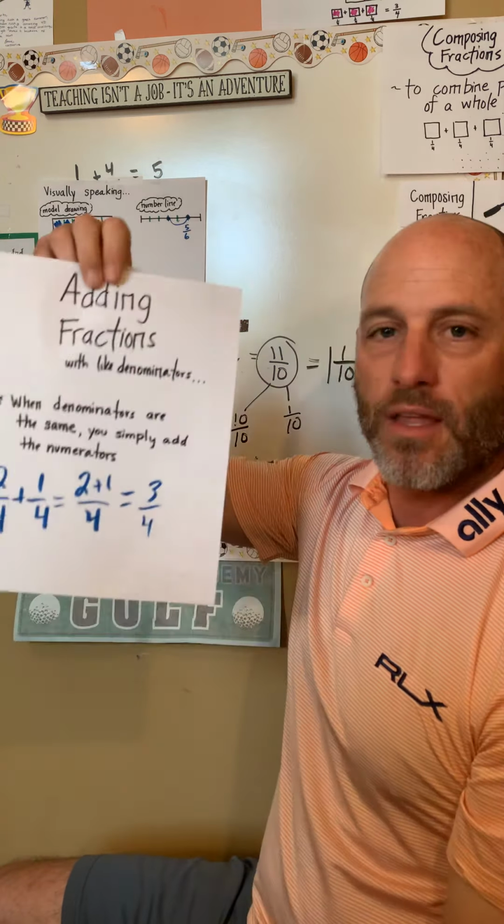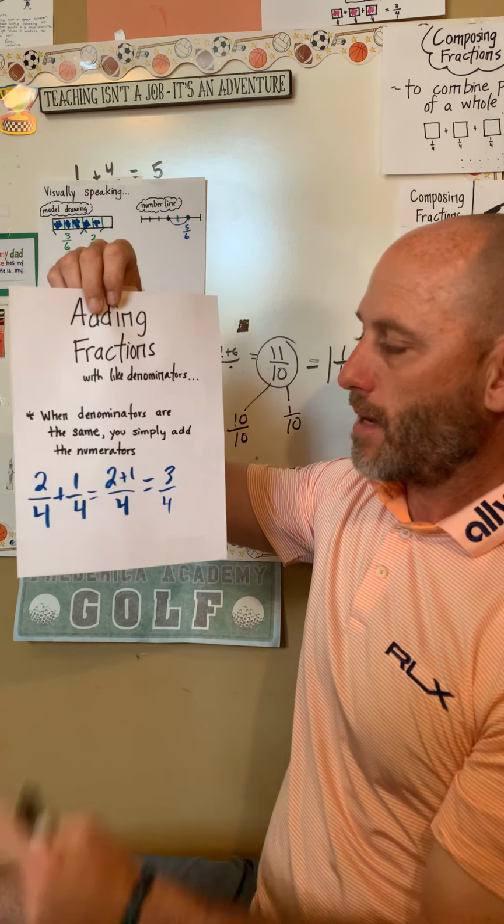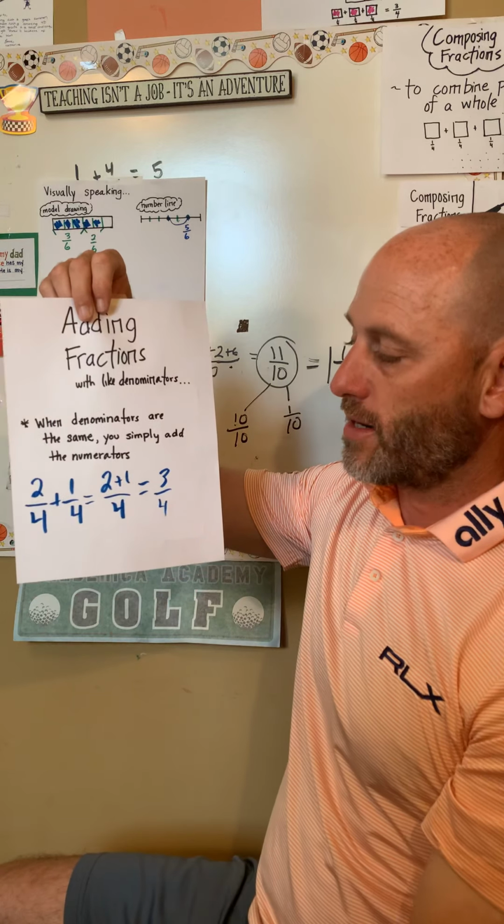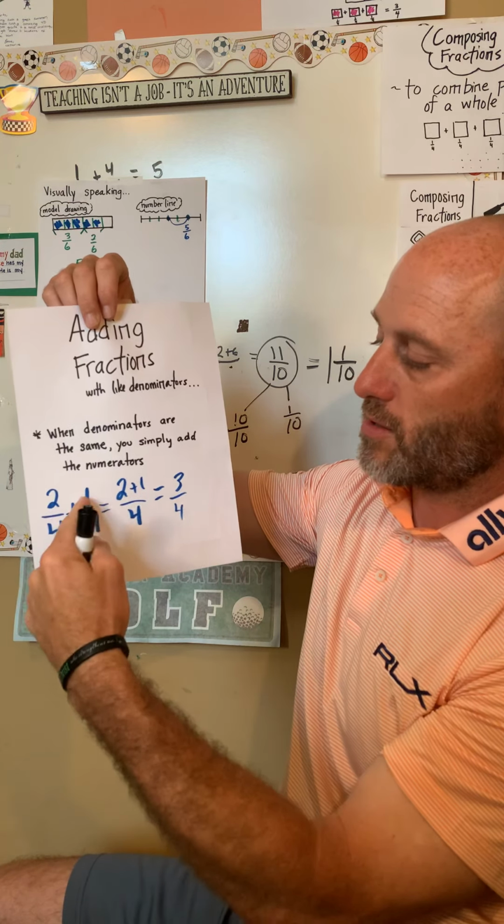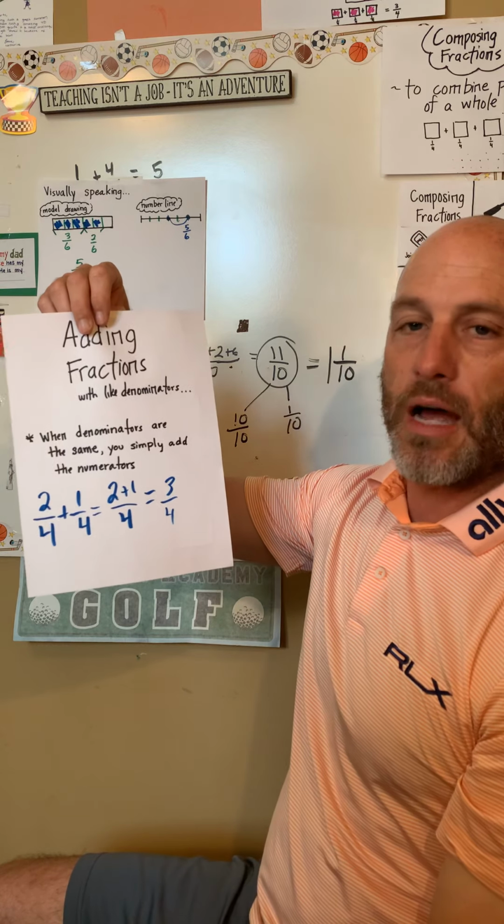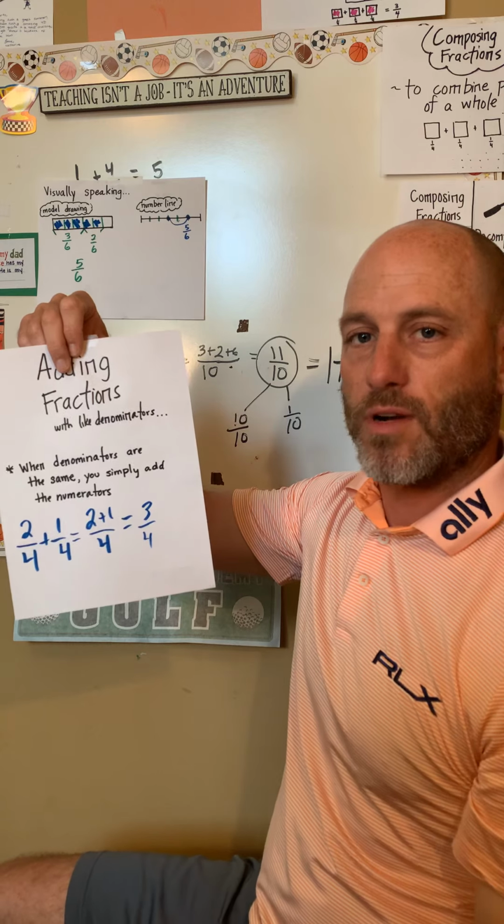So remember, the nitty-gritty of it all is when our denominators are the same, we simply add our numerators. We get 2/4 plus 1/4. 2 plus 1 is 3. Your denominator never changes. That's it from Coach Robert's classroom.